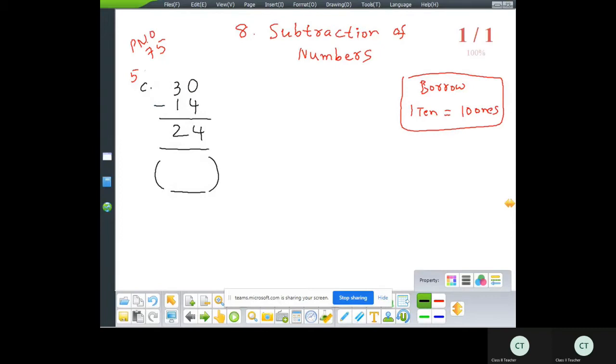This answer 24 was given by Madhavi. If it is a correct answer, no problem. If the given answer 24 is wrong, we can write the correct answer in the bracket. 30 minus 14.